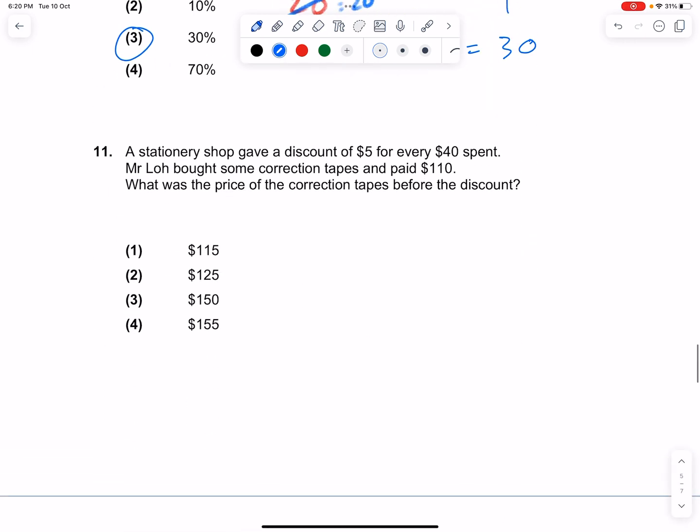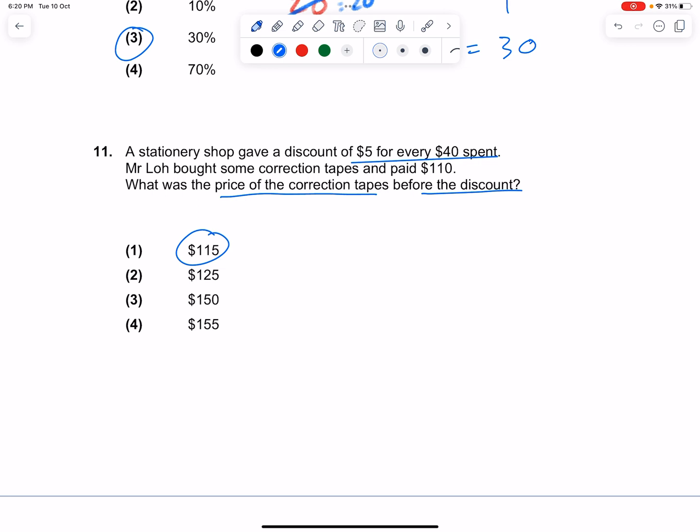Question 11. A stationery shop gave a discount of $5 for every $40 spent. Okay, so remember this. Mr. Low bought some correction tapes and paid $110. What was the price of the correction tape before discount? To do this, we can use the elimination method. So how do we do it? Let's look at the first one. The first option here is 115.